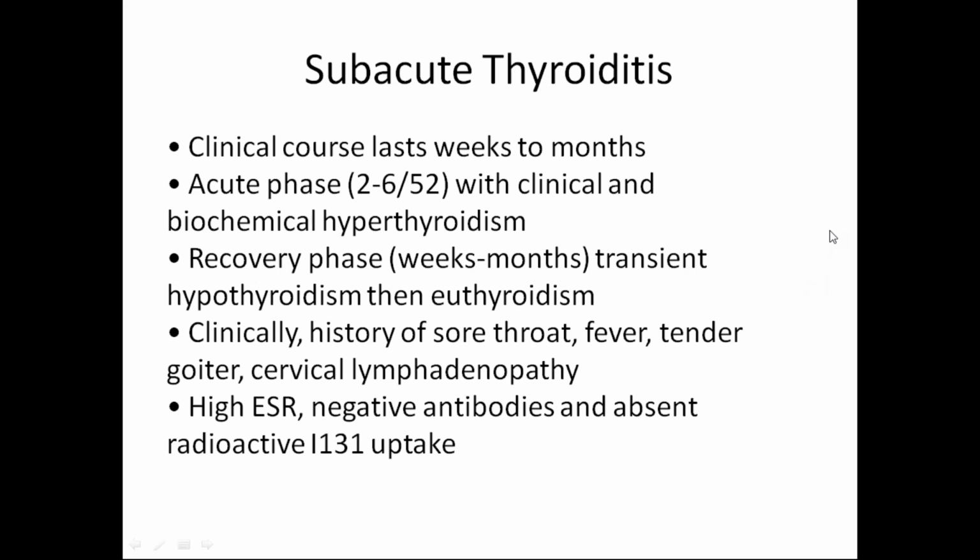And subacute thyroiditis, as we discussed, is of infectious cause. Over weeks to months it can be present, and the acute phase can last for 2 to 6 weeks of a year with clinical and biochemical hyperthyroidism. The recovery phase may take a few months: transient hypothyroidism, then euthyroidism. And clinically, history of sore throat, fever, tenderness, cervical lymphadenopathy, and on bloods, as it is an infection, you can find all the infective markers like raised ESR.